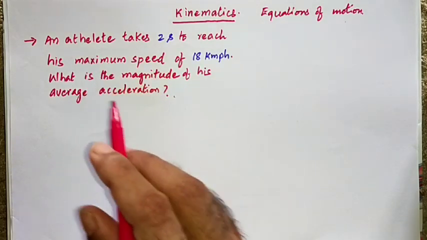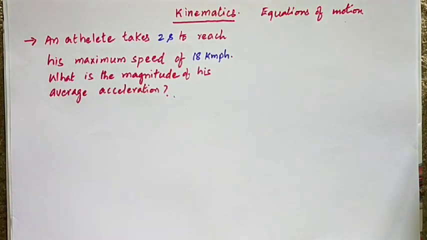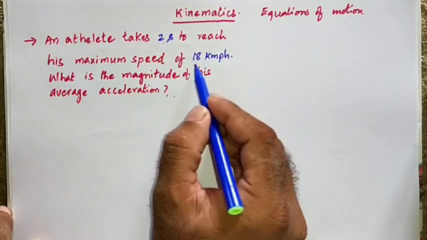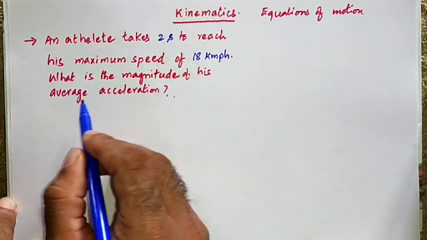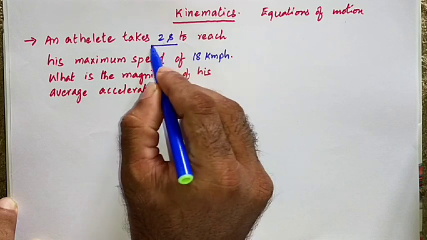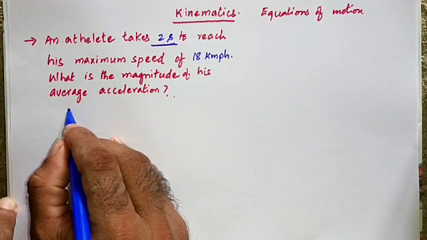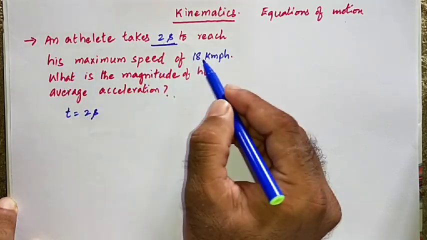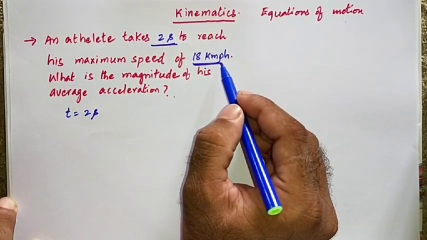See, this is the question. An athlete takes 2 seconds to reach his maximum speed of 18 km per hour. So what is the magnitude of average acceleration? So athlete means a runner. He takes 2 seconds time. So here what is given, sir? Time is given as 2 seconds to reach his maximum speed 18 km per hour.